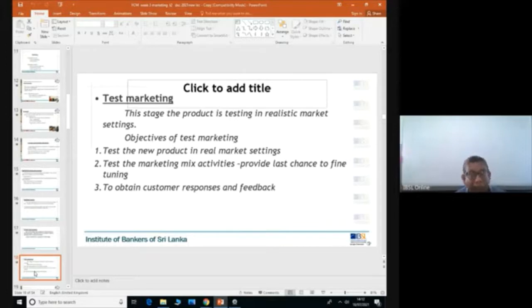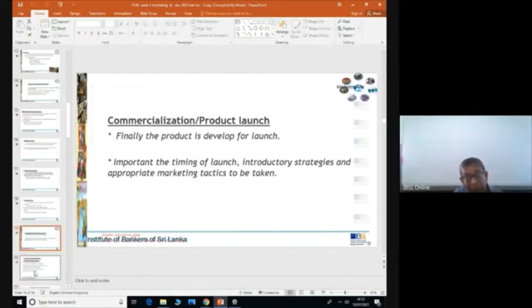That is how they became the leading economy in the world today, right? Okay, test marketing. So if the test marketing is good and well accepted, now you launch the product. You launch the product, you commercialize the product in the market.